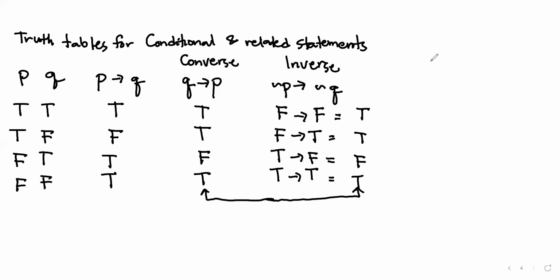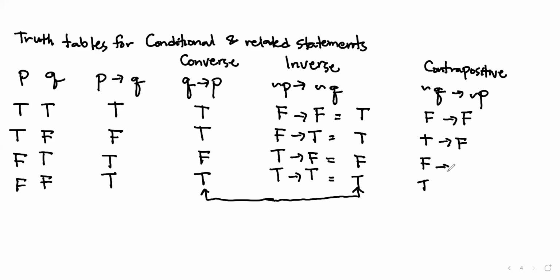And the last one is the contrapositive. For the contrapositive, we have not Q implies not P. So we already have here not Q: false, true, false, true, implies not P: false, false, true, true. So therefore, false implies false, that is true. True implies false, that is false. False implies true, that is true. True implies true, that is true.